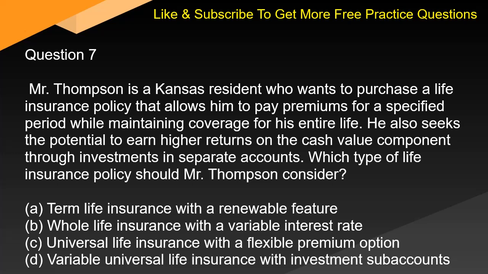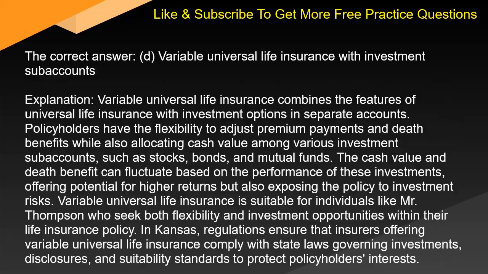A. Term life insurance with a renewable feature. B. Whole life insurance with a variable interest rate. C. Universal life insurance with a flexible premium option. D. Variable universal life insurance with investment subaccounts. The correct answer, D. Variable universal life insurance with investment subaccounts.